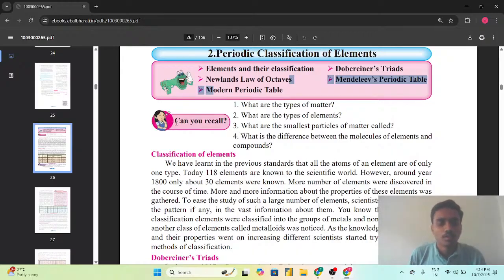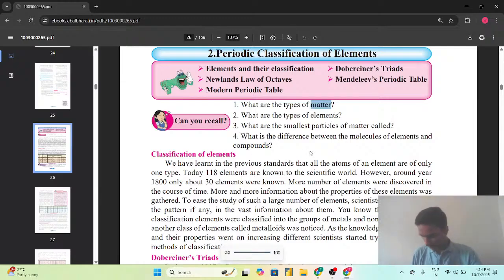So we have the Can You Recall section at the early part of this. We have asked what are the different types of matter. First of all, we will see all the questions asked here. What are the types of the elements? What are the smallest particles of matter called? What is the difference between the molecules of elements and compounds?